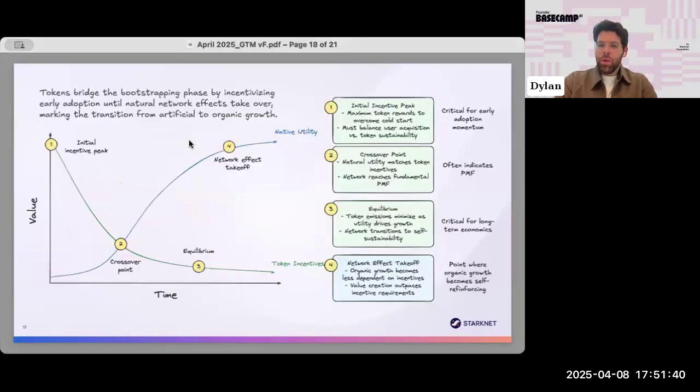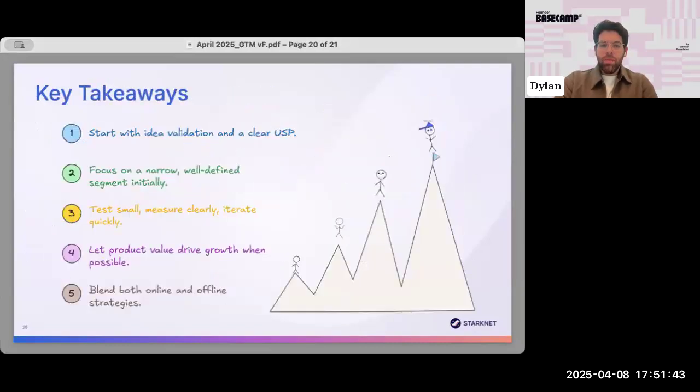We talked a little bit about the cold start problem. Maybe we handled some of this in Q&A. But really what I want to finalize here is focusing on some of the key takeaways. Start with your idea validation and a clear USP before jumping into marketing tactics. Focus on a narrow, well-defined segment initially. This might feel counterintuitive, but it actually does create stronger product market fit in the long term. Test small, measure clearly, and iterate quickly based on real user feedback.